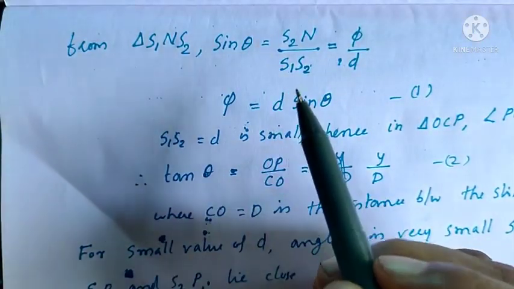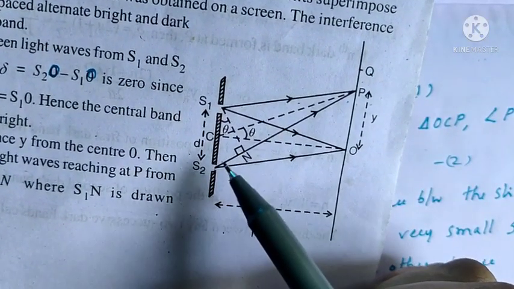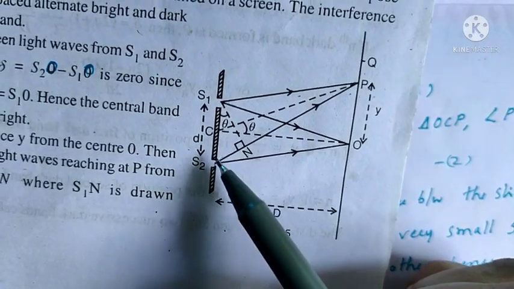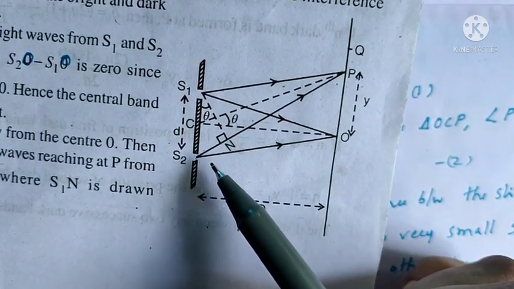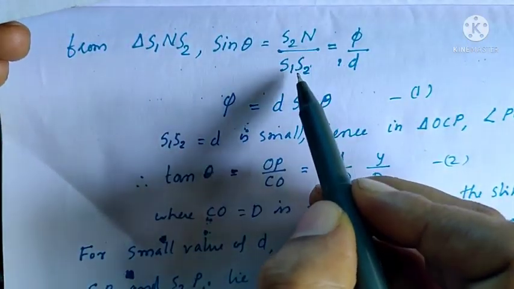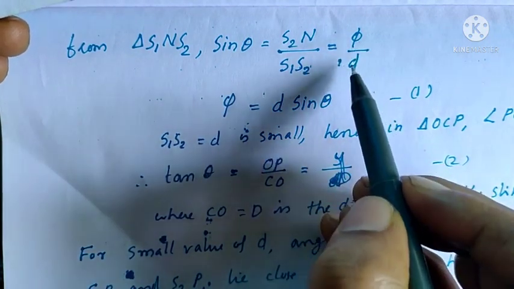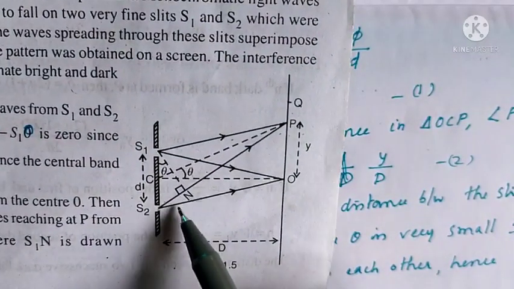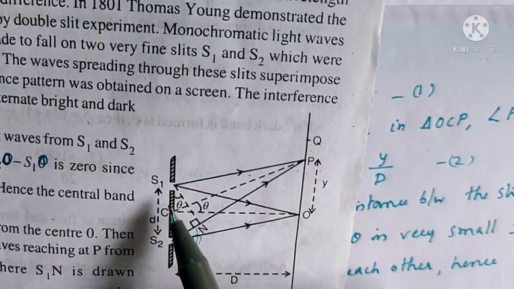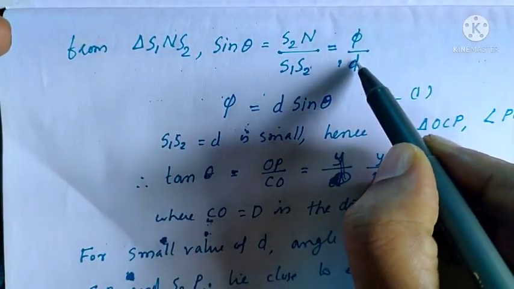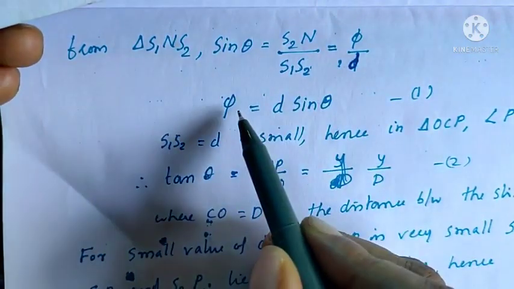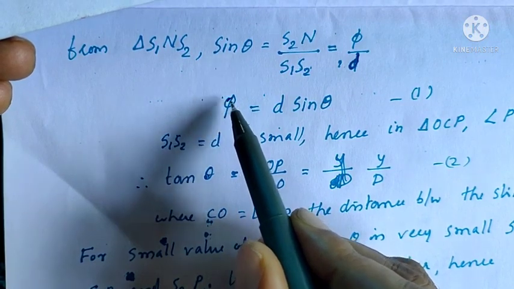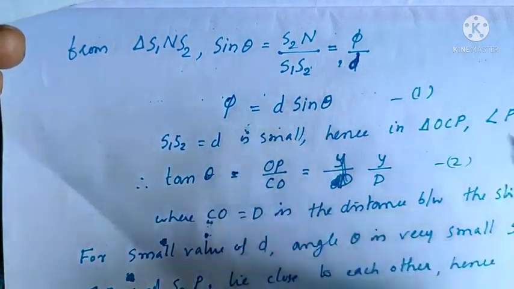So from this triangle, sine theta is equal to S2N by S1S2. S1S2 is the distance between the two slits S1 and S2, which is d. So we have marked here S2N by S1S2 as 5 by d, because S2N is the path difference which is 5 and S1S2 is d, which is the distance between the slits. So we will get 5 by d, and the left side is sine theta. So 5 is equal to d sine theta, which is equation 1.